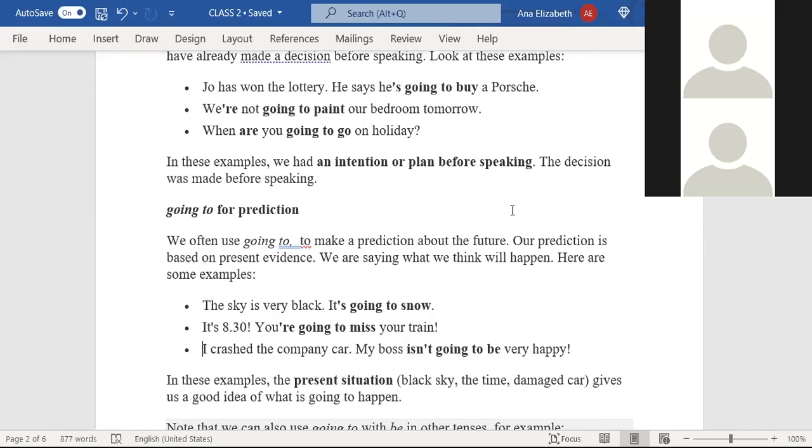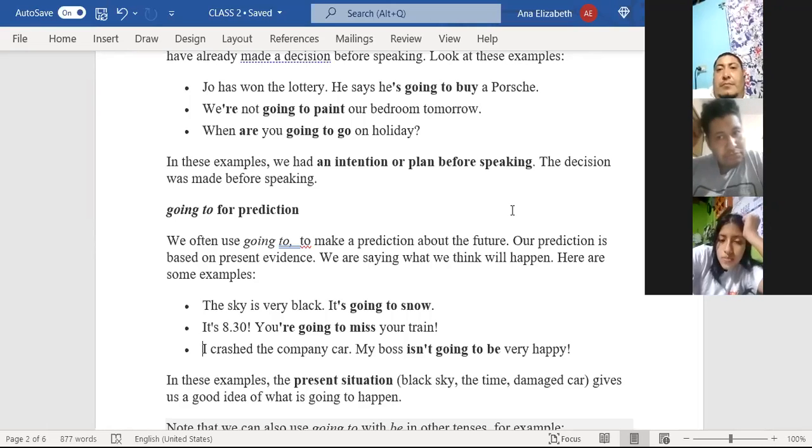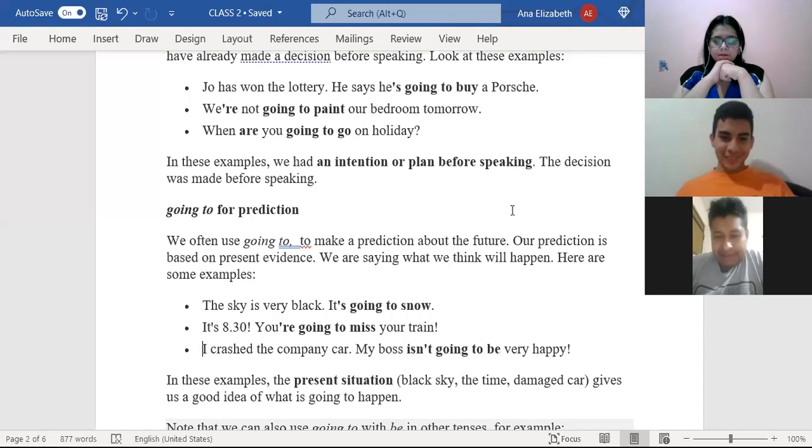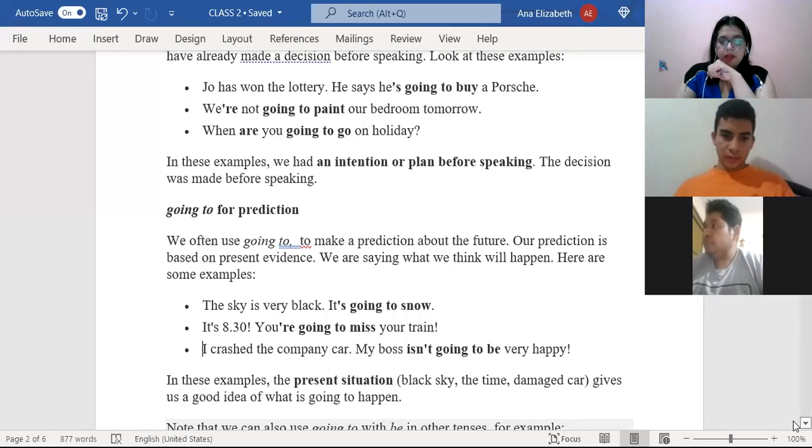Pero si nosotros queremos no decir very happy, ¿cómo podría ser? Hay que hacer la negativa, o sea, quitarle el not y quitarle el very happy. ¿Cómo sería? Hágame toda la oración. I crashed the company car. My boss going to be very angry. No se me come el verbo to be. I crashed the company car. My boss is going to be very angry, right? Excellent, Holman. Thank you.